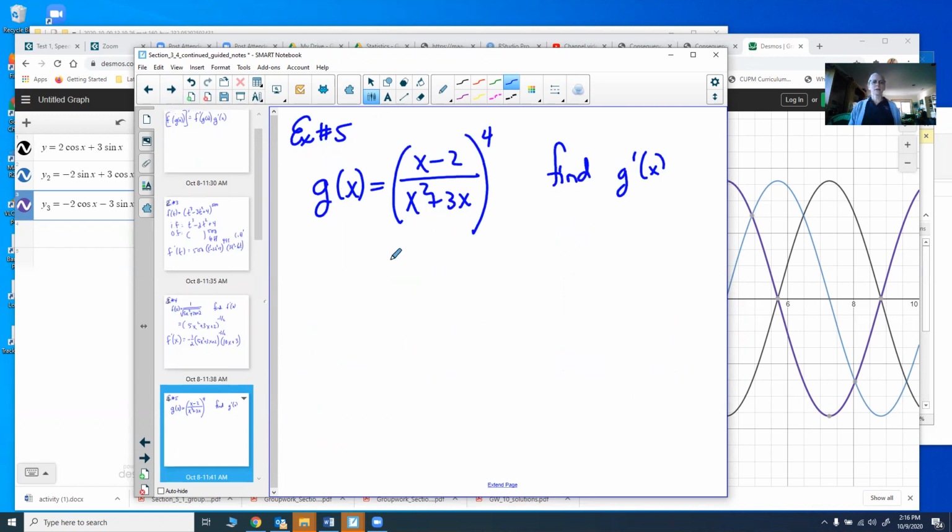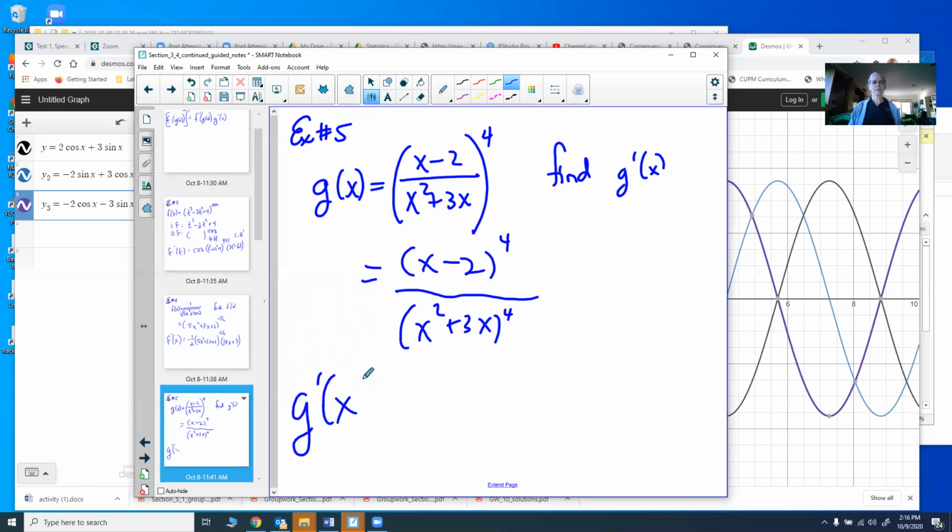We're going to go ahead and do this one. Again, what I probably would do first before I do anything is rewrite this as x minus 2 to the 4th and x squared plus 3x to the 4th, so that I can actually think of them as two separate terms. Then when I go to find the derivative, there are two ways to do this problem. I'm going to show you one way and I'll show you the other way.